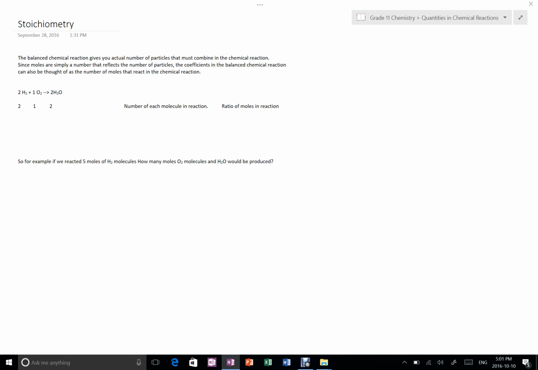So when I say 2H2 plus 1O2, that means I have two H2 molecules combining with one O2 molecule to produce two water molecules. Since moles is a representation of the number of particles, if 2, 1, 2 represents the ratio between the number of particles, it also represents the ratio between the number of moles of each item in the reaction.